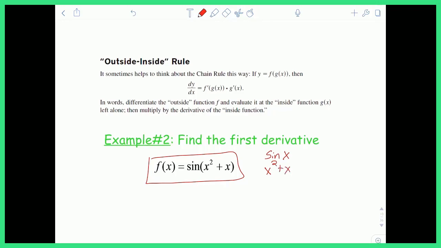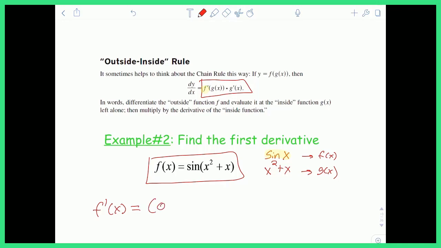So specifically, in this problem, sine of x represents our f of x, and x squared plus x represents our g of x. And so we know the chain rule is defined to be f prime evaluated at g of x times g prime of x. So let's do it. The derivative of f is equal to, so we're going to take the derivative of f first. So f is sine x. The derivative of sine x is cosine x, right?